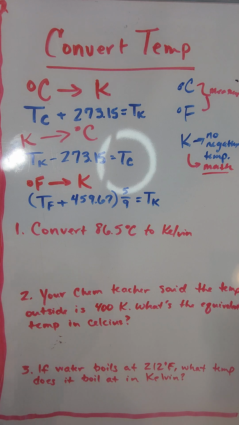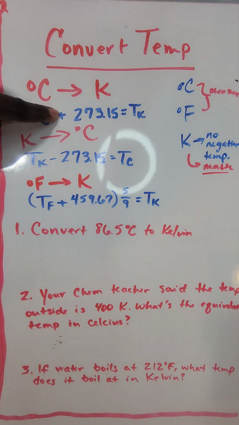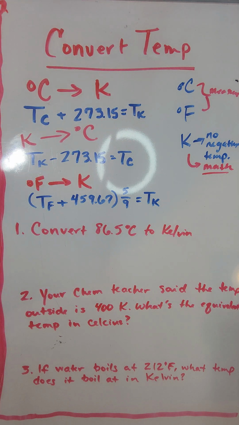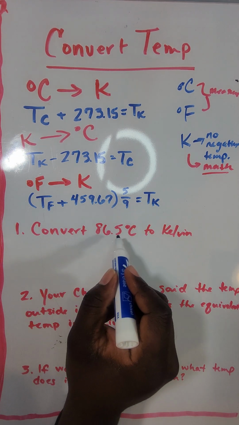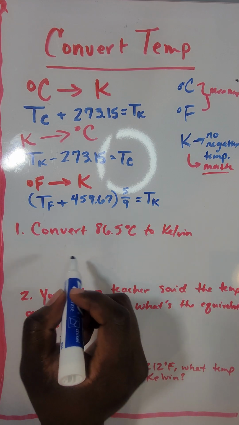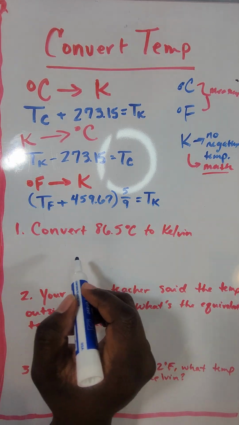All right, so our first formula is going to convert Celsius to Kelvin. This means the temperature in Celsius plus 273.15 equals our temperature in Kelvin. If you need to write that down, write that down. Now let's look at number 1. We got 86.5 degrees Celsius, and we're going to convert this to Kelvin. We're going to use that first formula right there.